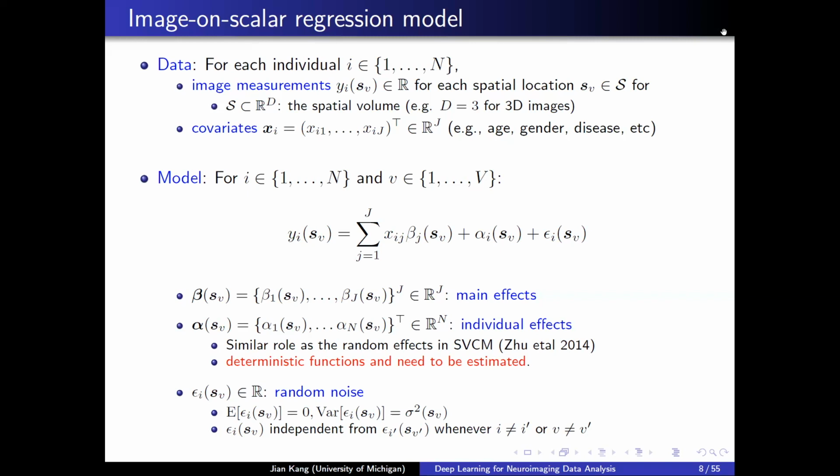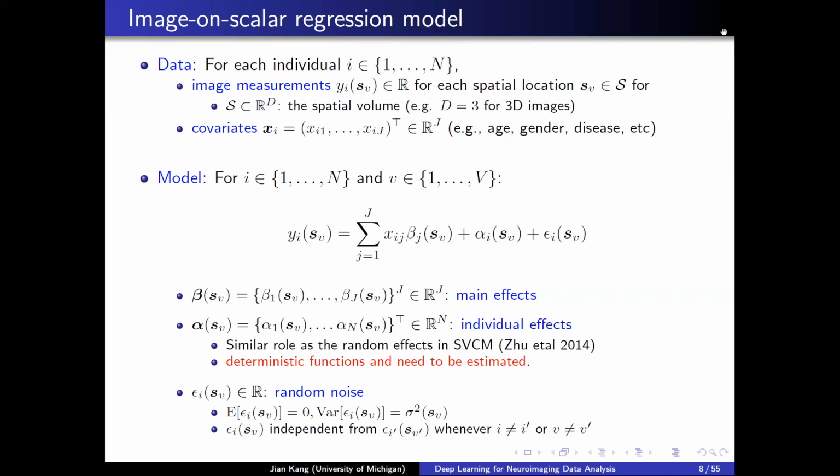Here we have made a slightly different assumption than the regular model. There is an existing work called the spatially varying coefficient model, where it's very natural to assume alpha(v) is a random effect. But here we assume that it's a fixed effect, a true function alpha_i for each subject. The difference is that we argue this alpha_i(s_v) can actually be estimated, so we can accurately recover it under certain assumptions.